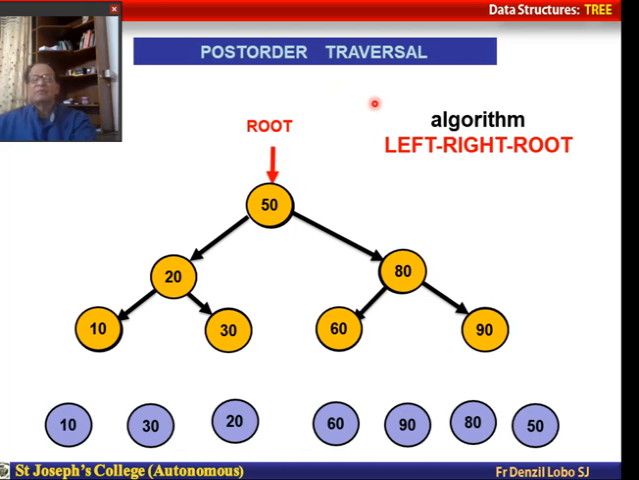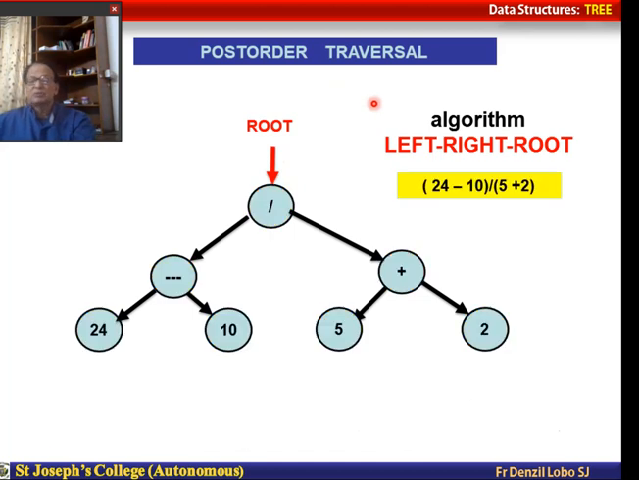Now post-order traversal will help us to convert a given infix notation to postfix notation. So for example, we'll take this. I've got the infix notation. I can create a binary tree using the infix notation. So 24, 10 minus 5, 2 plus 2, so 5 plus 2 and divided by. So you have converted infix notation into a binary tree.